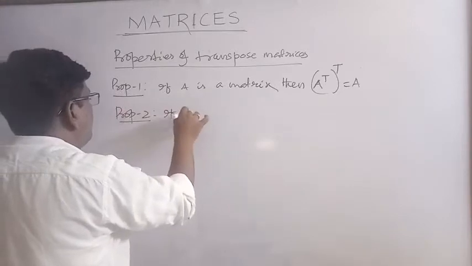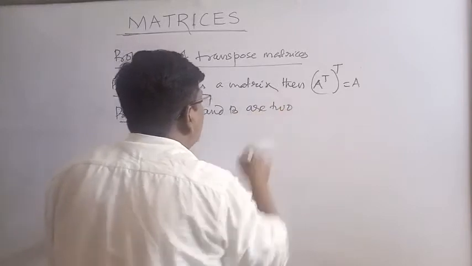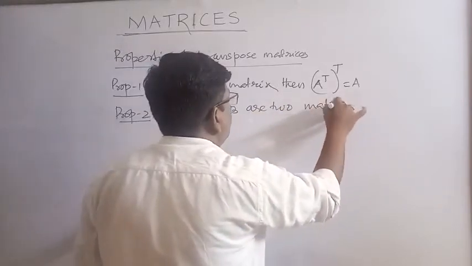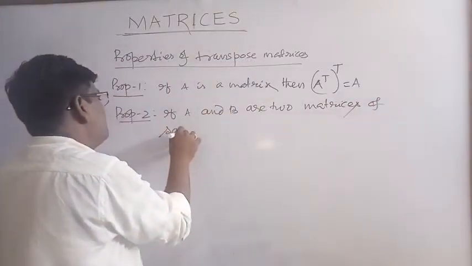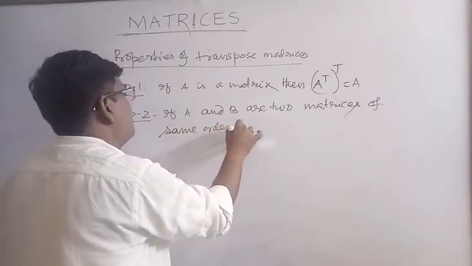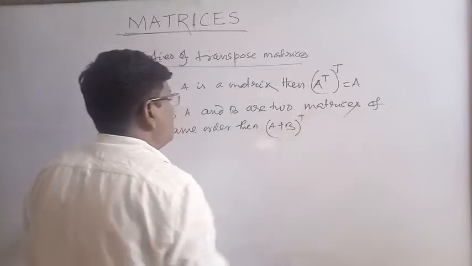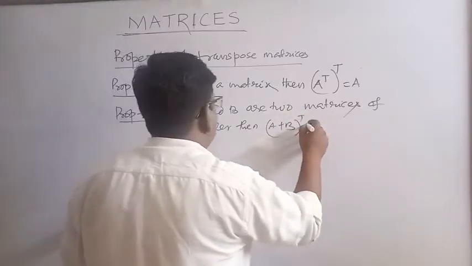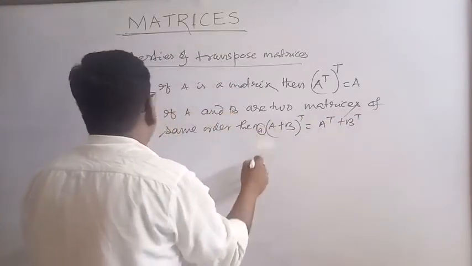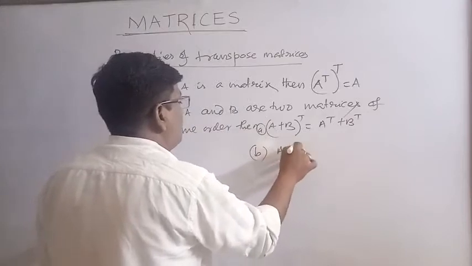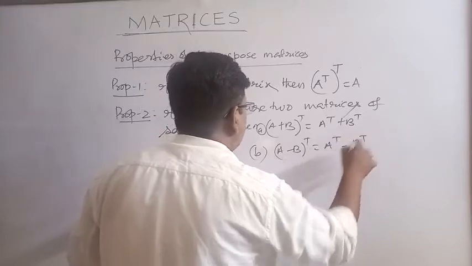Property 2: if A and B are two matrices of the same order, then A plus B whole transpose is equal to A transpose plus B transpose. Similarly, A minus B whole transpose is equal to A transpose minus B transpose.